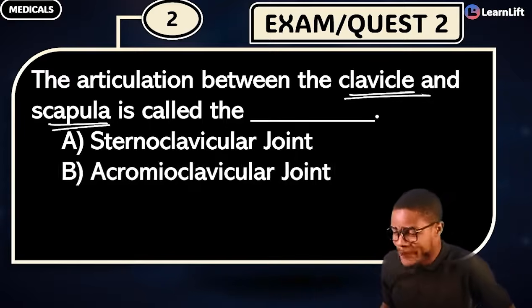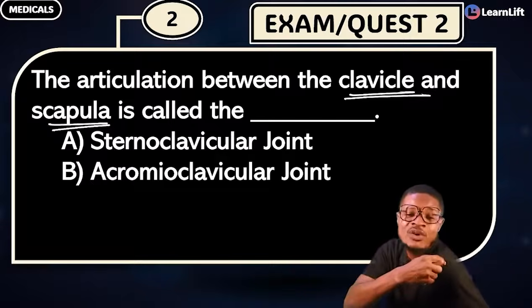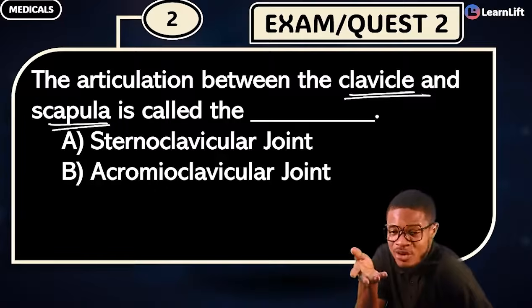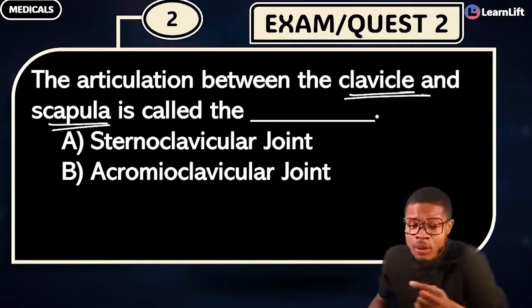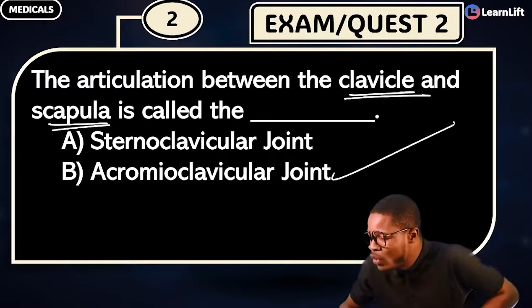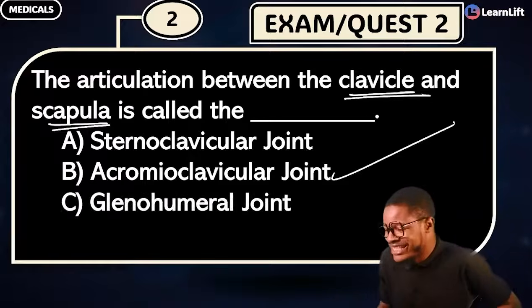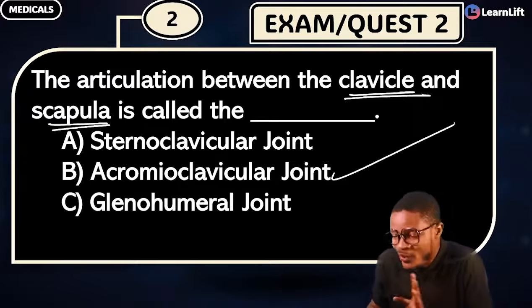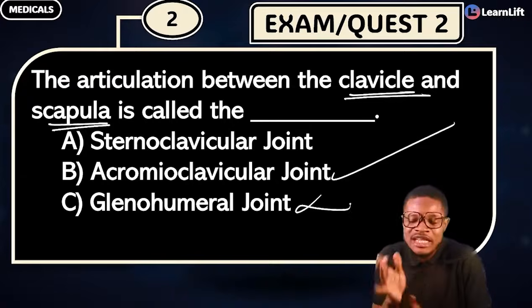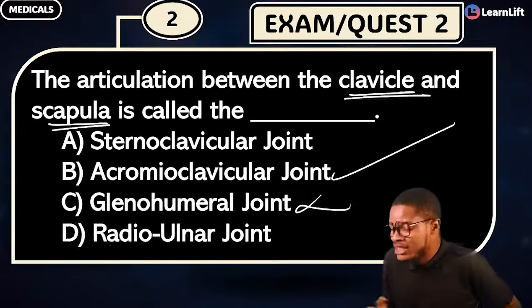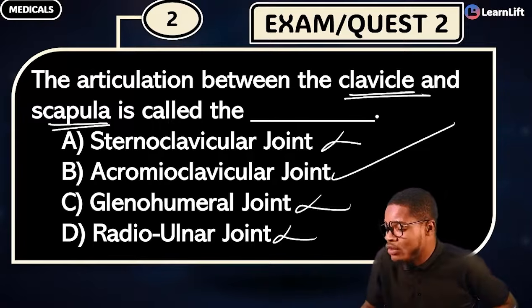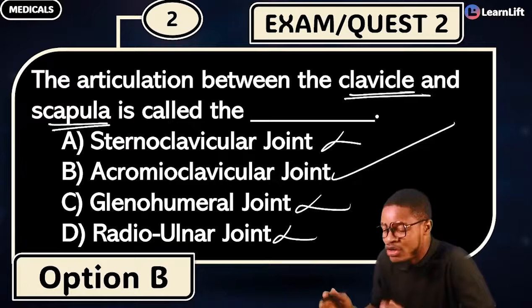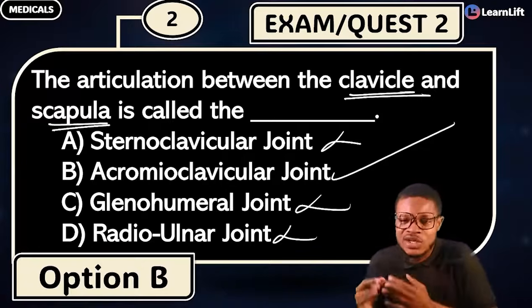Yes. Option B says it will form the acromioclavicular joint. You see, there's nothing like acromio in the question. The articulation between the clavicle and the scapula, what will it form? It will form the acromioclavicular joint. Option C says the glenohumeral joint. No, we're going to look at all these joints as we move. It is not the glenohumeral joint. And then option D says it is going to form the radioulnar joint. No, it is not the radioulnar joint. It is not the sternoclavicular joint. What is the answer? B is the answer. Acromioclavicular joint is the correct answer.